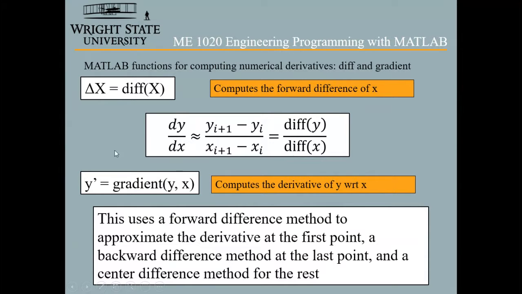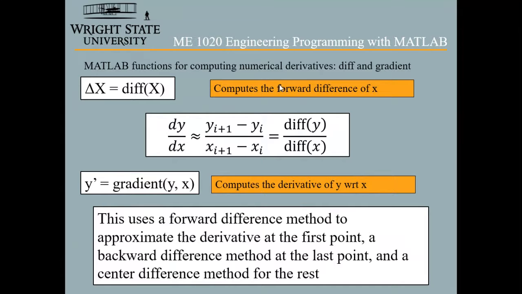You can use diff, which calculates the forward difference of an array that you're given. To calculate the derivative using diff, you would have to do diff y over diff x, because diff is just going to be the forward differencing equation of x. It also means that this derivative value will be one less, because the forward differencing method cannot use the endpoints. But this will work. This will calculate dy dx.